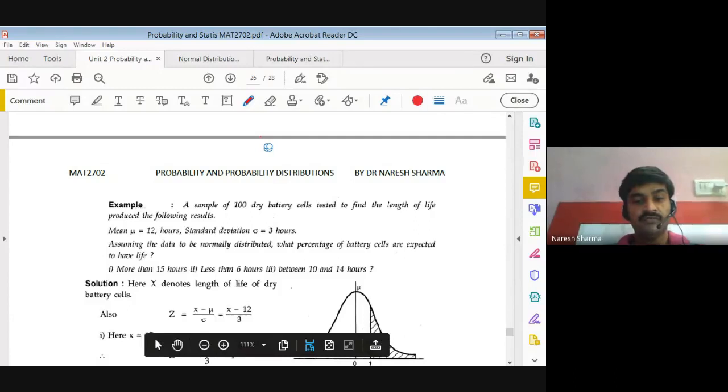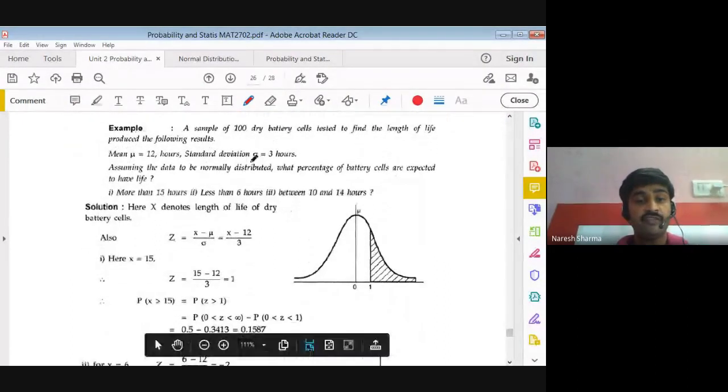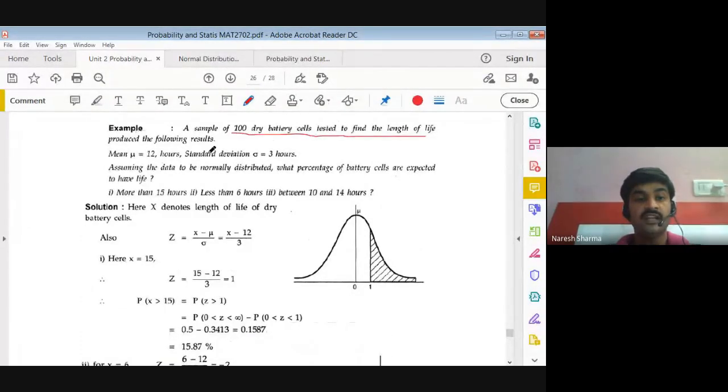So another example of your normal distribution. The statement says a sample of 100 dry battery cells was tested to find out the length of life and produced the following result. So this is about the cell's length of life. The data given: the mean is 12 hours and the standard deviation is 3 hours.